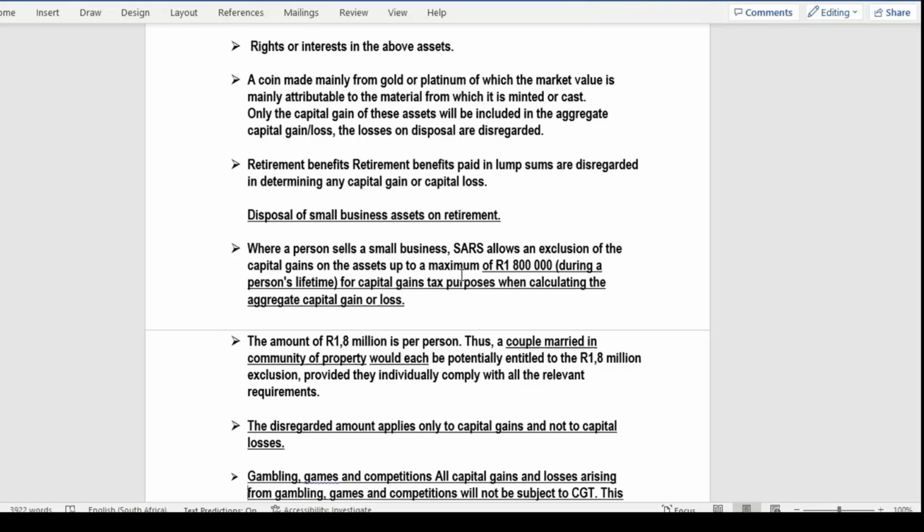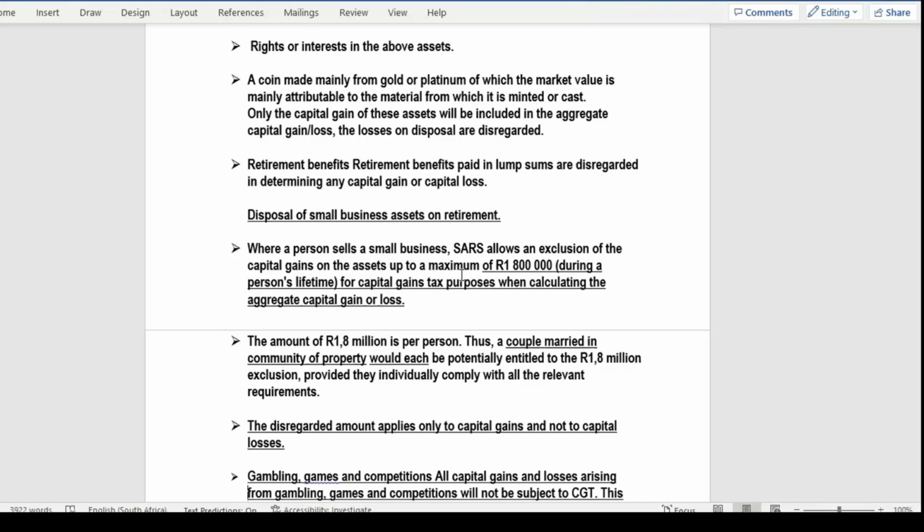Okay, this is what happens. Some people own small businesses. Obviously, that creates goodwill, which is an asset for the business. When you dispose of that small business, the maximum exclusion is limited to 1.8 million rand. But should it be greater, the difference is going to give rise to what's called capital gains tax. So the amount of 1.8 million is per person.